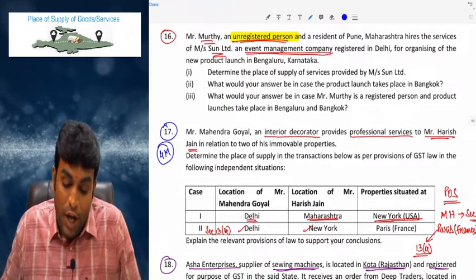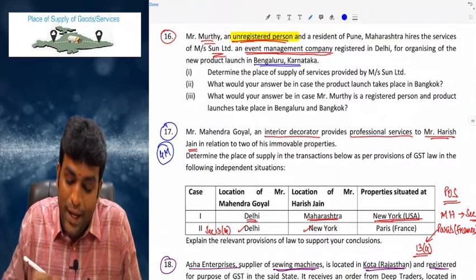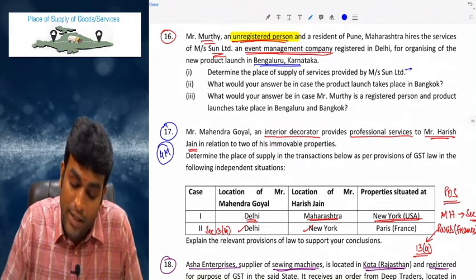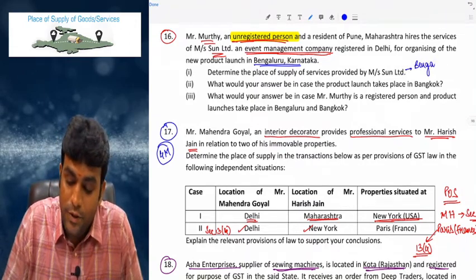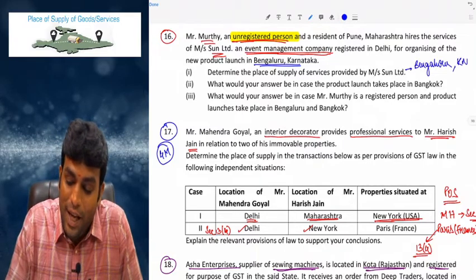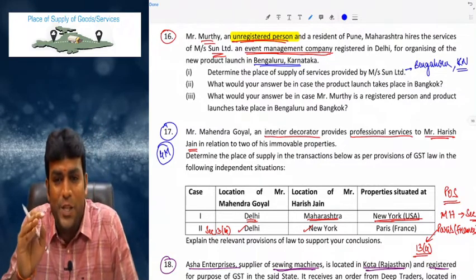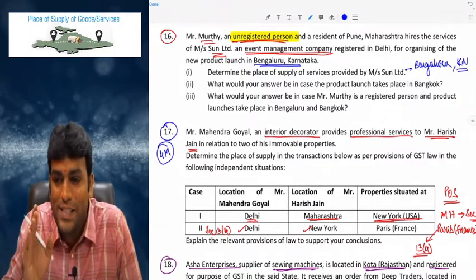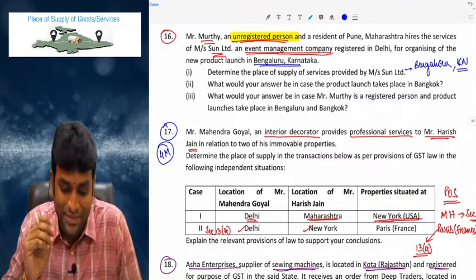For organizing a new product launch in Bengaluru, Karnataka, determine the place of supply for services provided by Sun Limited. The answer is Bengaluru. Why? If the receiver is an unregistered person, POS will be the place where the event is actually held. So many questions on 12.7. That's why I told you 12.7 is extremely important.